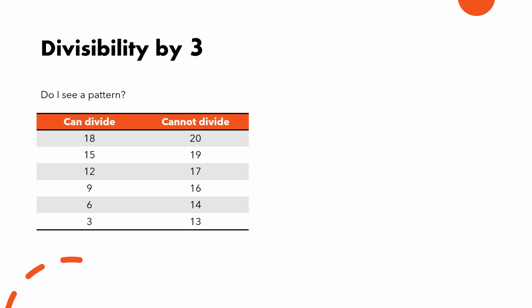So do I see a pattern in the numbers which I can divide? Can you take a look and see? Yes, it does look like the times table of 3. 3 ones are 3, 3 twos are 6, 3 threes are 9, 3 fours are 12. But what else? Do you see anything else?